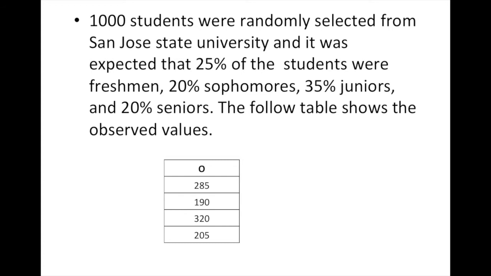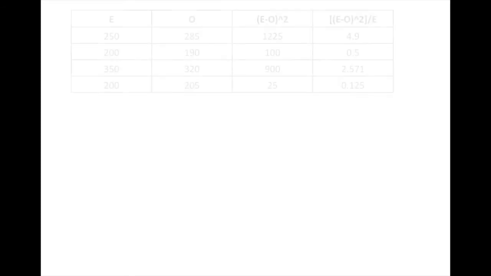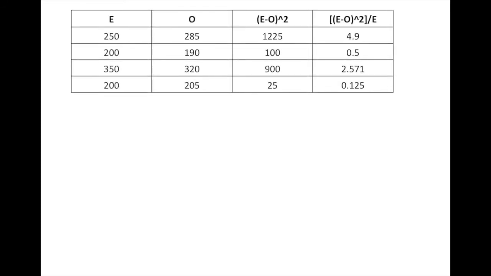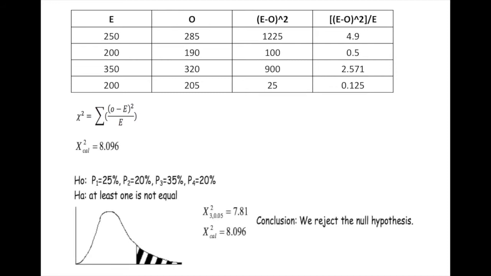And we can see the expected value, observed value, and also (O minus E) squared, and (O minus E) squared divided by E. Here's all the values we got on the table. So next step, if we have this table, the problem can be solved very easily. We can see the formula here, and we can compute x calculated. So how does x calculated equal 8.096 come about?